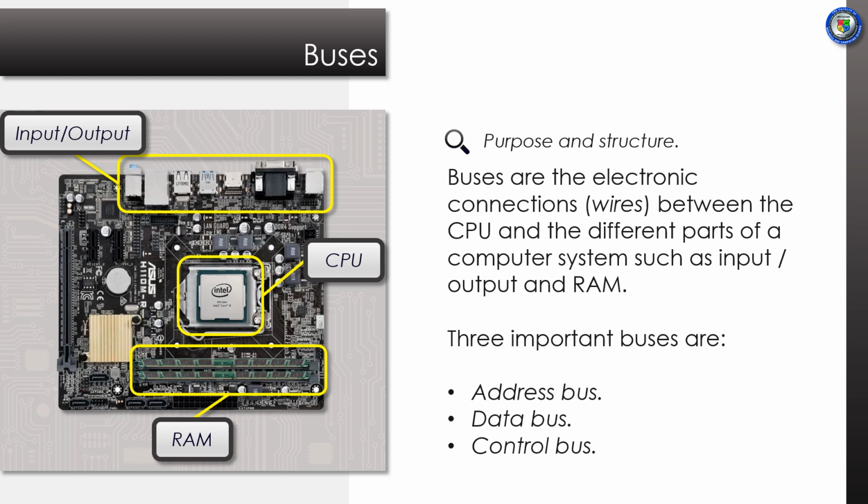There are three important buses: the address bus, the data bus, and the control bus. For National 5 Computing Science, you need only understand what the address bus and data bus do. However, we will discuss the control bus as all three buses work together to carry out any operation.